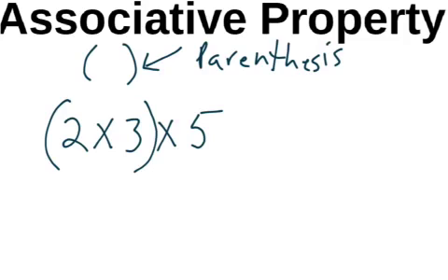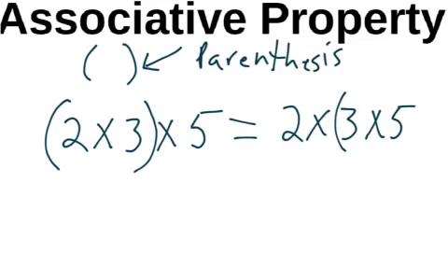Parentheses. Now, parentheses means you do that first. So the associative property states that if you do 2 times 3 times 5, and you did 2 times 3 in parentheses, you can move the parentheses. So if I did 2 times 3 times 5 and I move the parentheses, it will not change the answer, because we know 2 times 3 is 6, and we know 6 times 5 is 30.